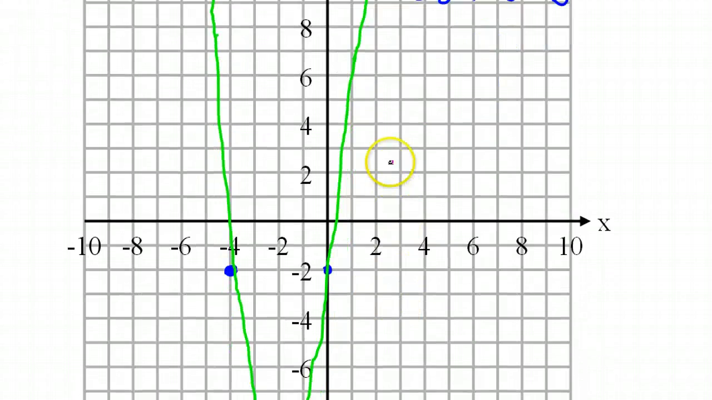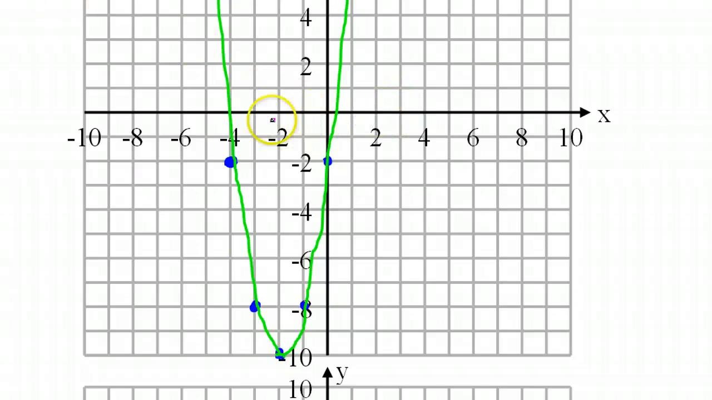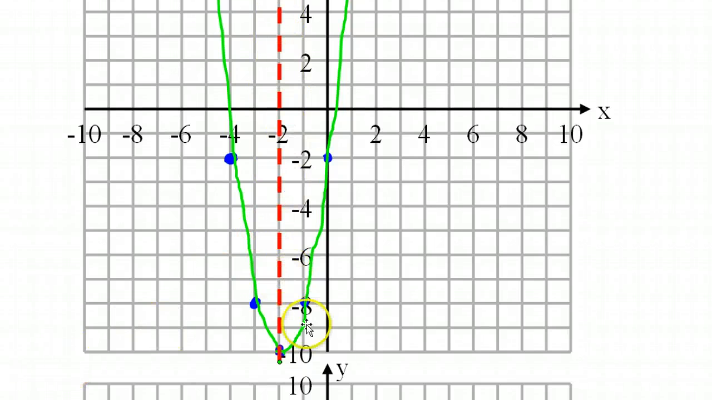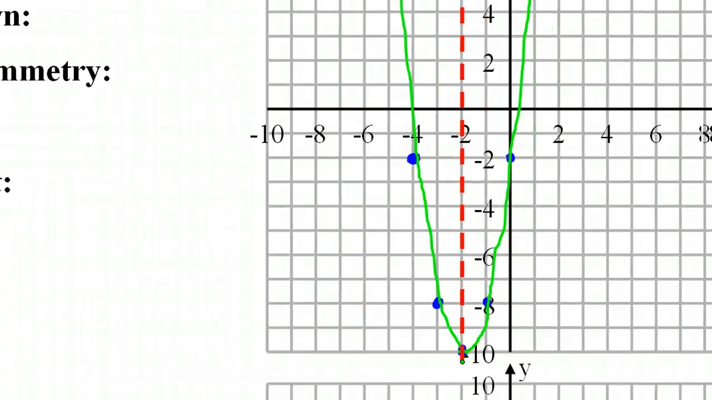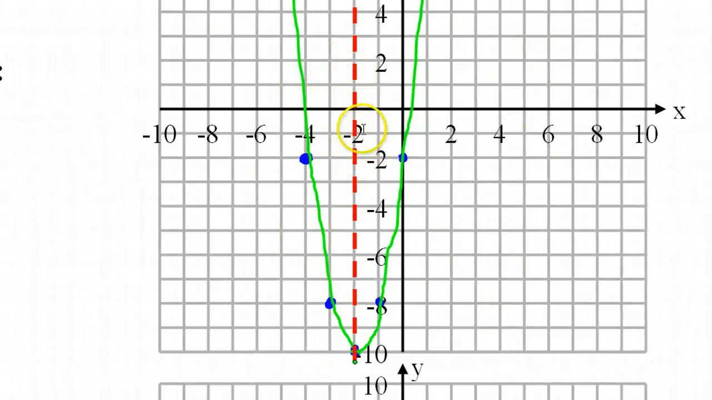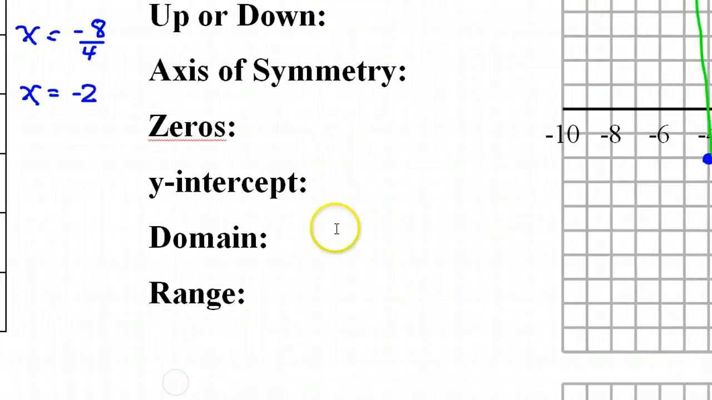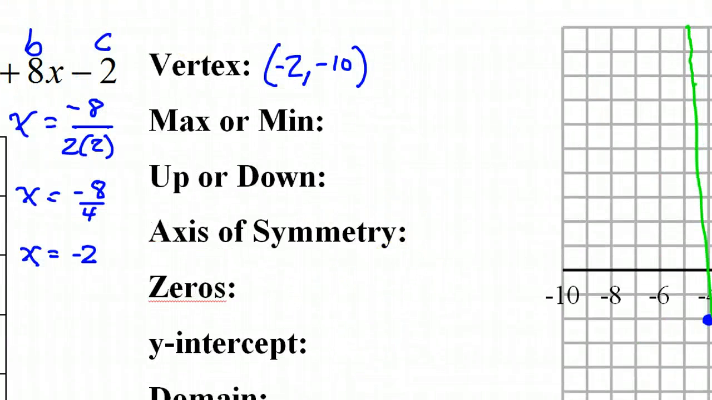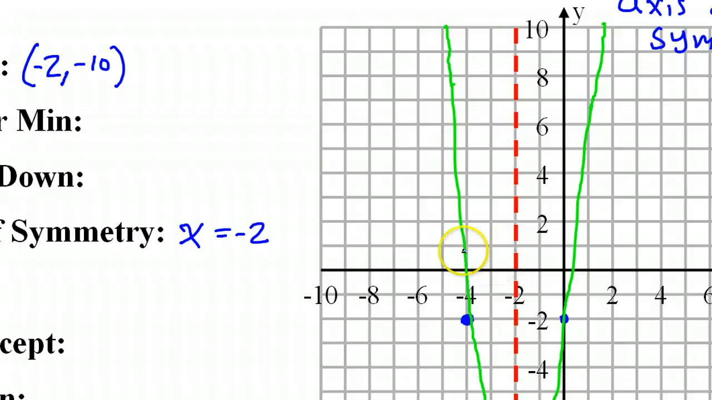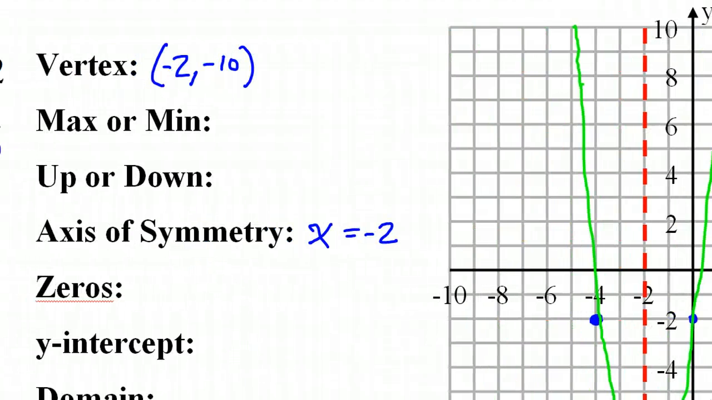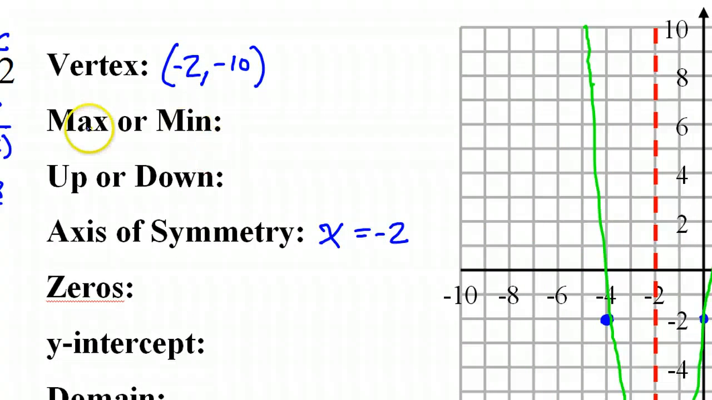Something like that. Now I'm going to go ahead and draw the axis of symmetry as a dotted line right down the middle. There's your axis of symmetry right there. So we have a vertical line at -2. I realize I'm sort of jumping out of order here, but the axis of symmetry is going to be x equals -2, because it's a vertical line at -2. Do not leave off the x equals part. Now, this vertex, is this a maximum or minimum?